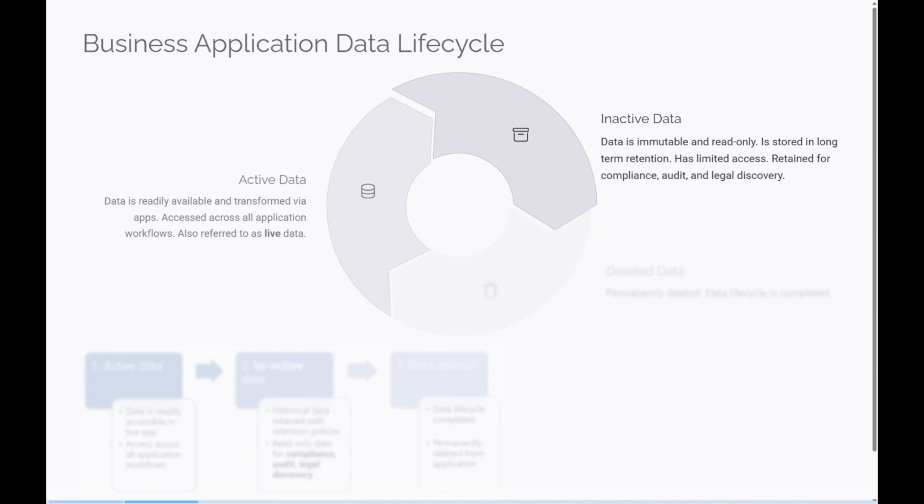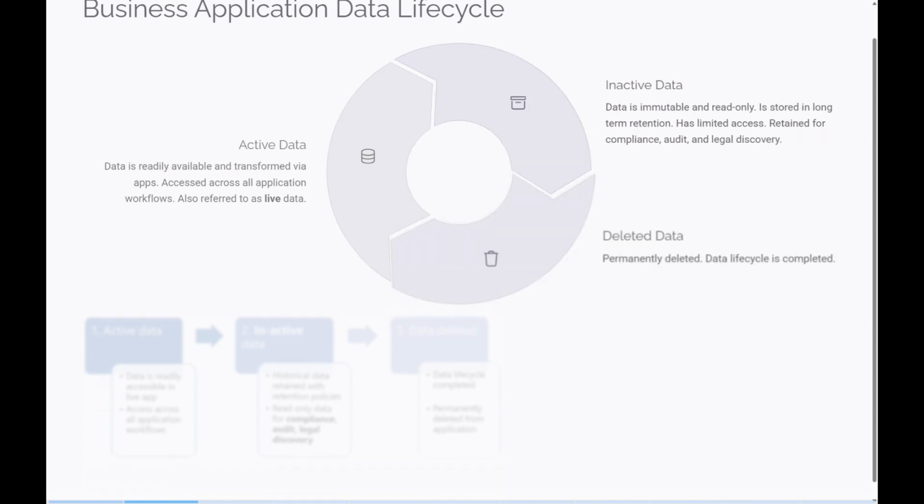You have three types of data. The first one is active data. This is your live data, the stuff being used by apps, flowing through workflows day to day, your operations code basically, which is fast and available. Next is inactive data. Inactive data is essentially a frozen one; it becomes immutable and read-only. It gets shifted into a specific long-term retention storage area within Dataverse, which is mainly used for compliance, audit, and legacy discovery purposes.